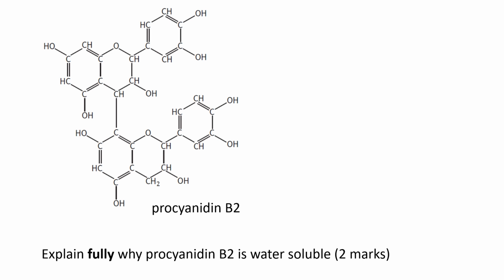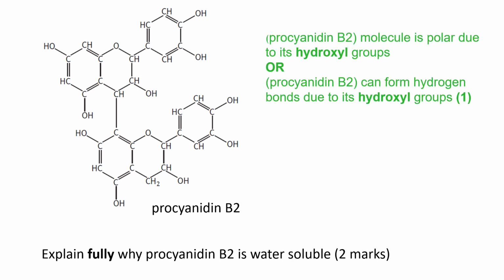If you look at the structural formula, what should jump out at you are the presence of these hydroxyl groups all around the outside of the molecule. This tells us that the molecule is polar due to these hydroxyl groups. So that would get you the first mark. The molecule is polar due to its hydroxyl groups, and it can form hydrogen bonds. That's another point you could make.